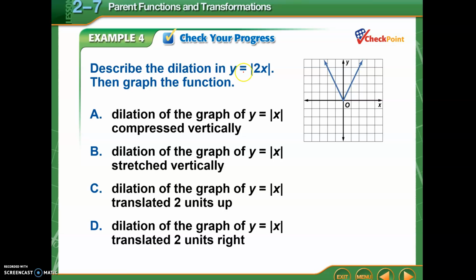So this is greater than 1, so I'm going to actually be pulling it up. Notice I'm going up 2 over 1 on these, so it is a dilation that is stretched vertically. I'm pulling it up vertically.